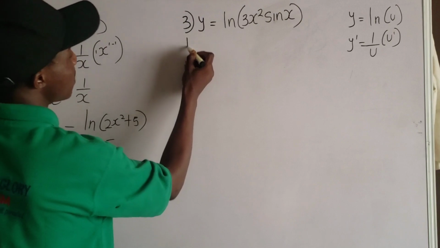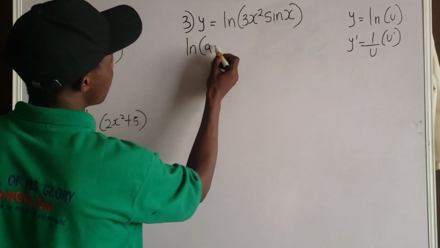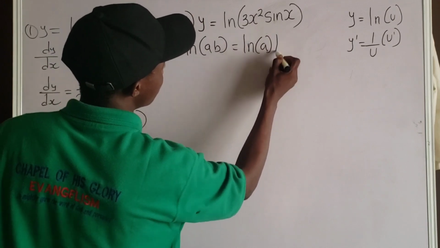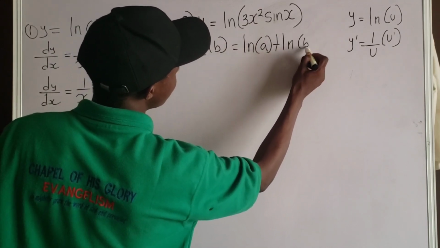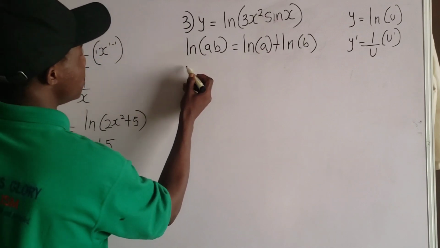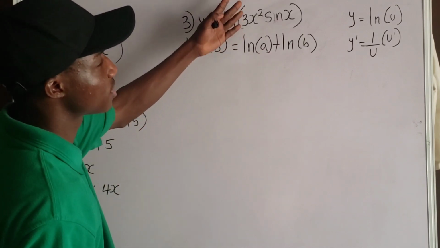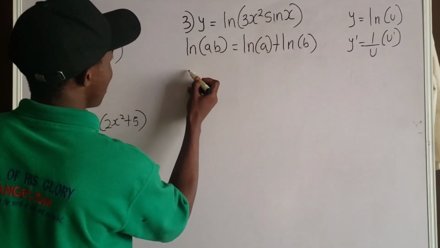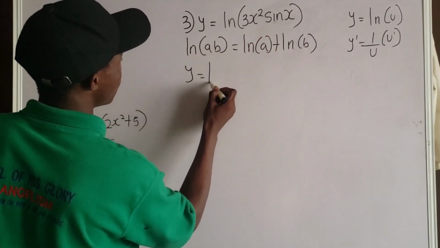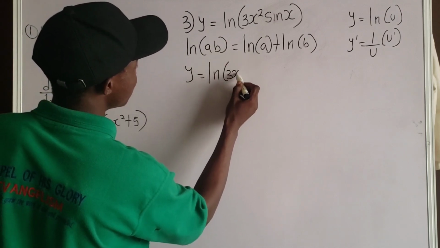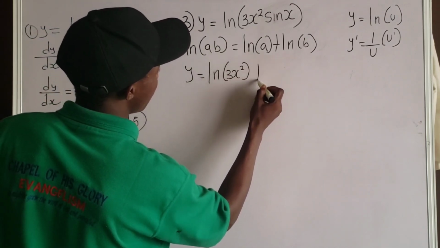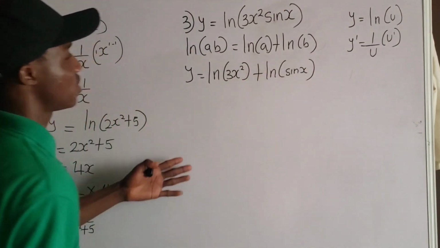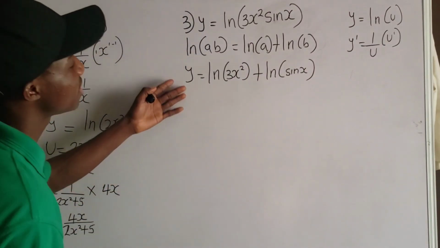Okay, we have another worked example. Recall that when I have the natural log of ab, this can be written as the natural log of a plus the natural log of b. You understand? So now let us proceed. If y equals the natural log of the product 3x squared sine x, we are going to have y equals the natural log of 3x squared plus the natural log of sine x. You understand? So now it is easy to find the derivative of y like this.